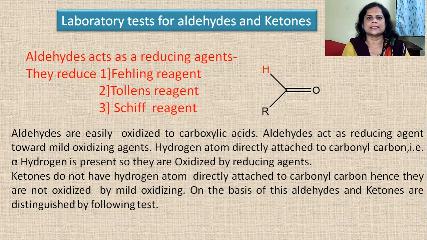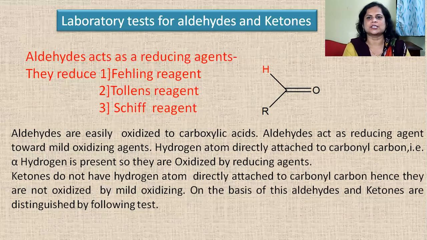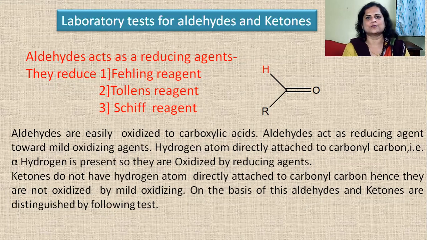Aldehydes act as reducing agents. They reduce three types of reagents: Fehling's reagent, Tollens reagent, and Schiff's reagent. We are going to study these three reagents, which are the identification tests for the aldehydes. Aldehydes are easily oxidized to carboxylic acids.